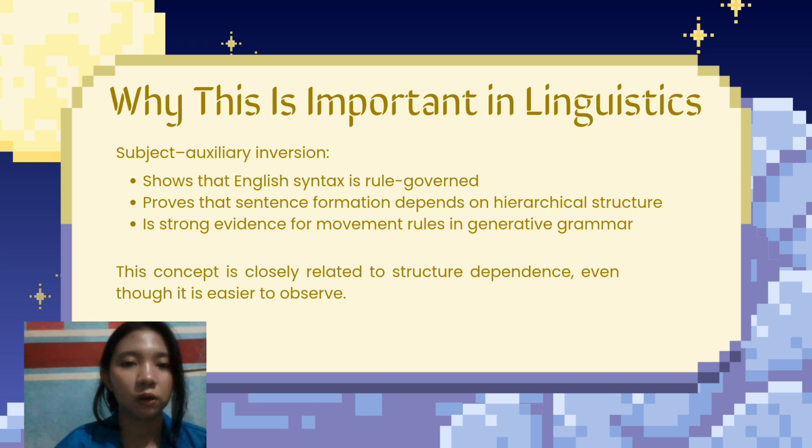Why is this important in linguistics? Subject auxiliary inversion, first, shows that English syntax is rule-governed. 2. It proves that sentence formation depends on hierarchical structure. 3. It is strong evidence for movement rules in generative grammar. This concept is closely related to structure dependence, even though it is easier to observe.